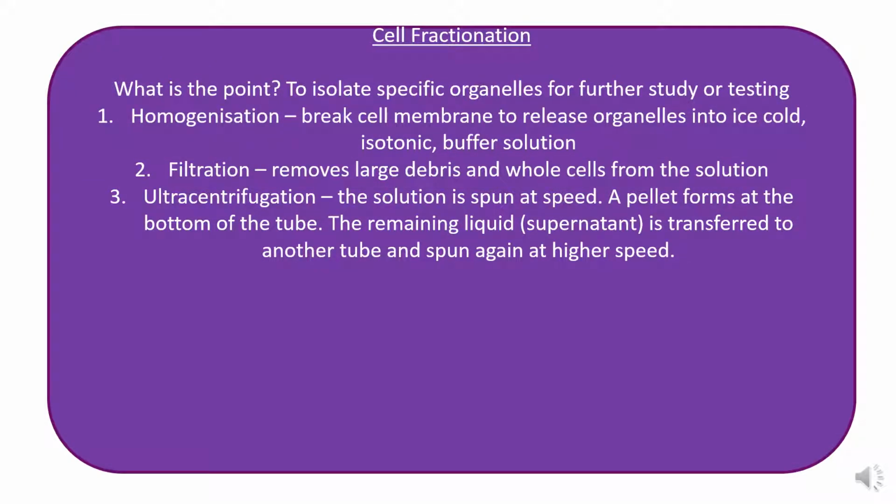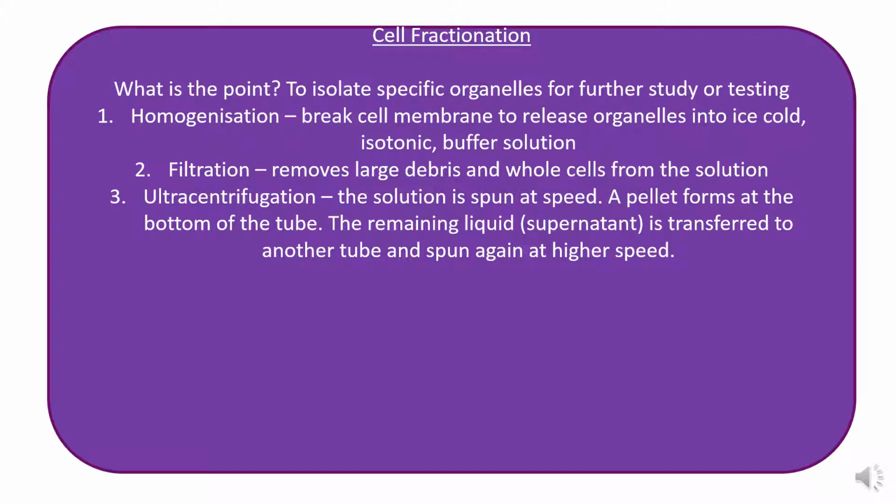Okay, on to cell fractionation. So cell fractionation helps to isolate specific organelles for further study or testing. So if you wanted to look at the mitochondria for further study, perhaps you're doing a project on mitochondria, you can use cell fractionation in order to isolate just the mitochondria. Now, the stages of cell fractionation, number 1, homogenization. What we do is we essentially put the cells into a blender, which breaks the cell membranes, and that releases the organelles into an ice-cold isotonic buffer solution.